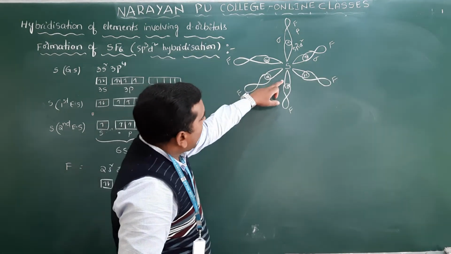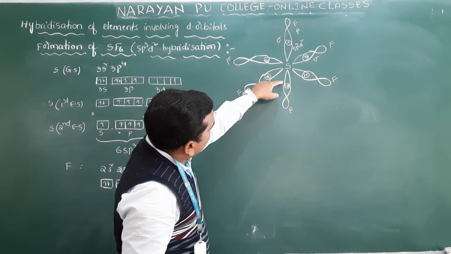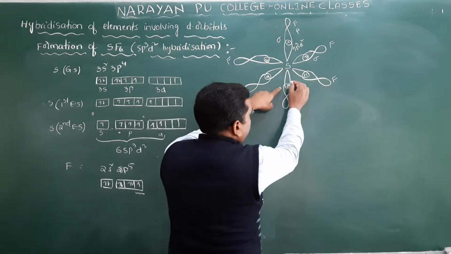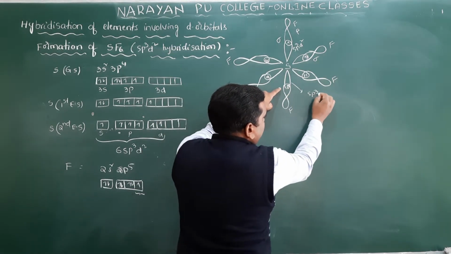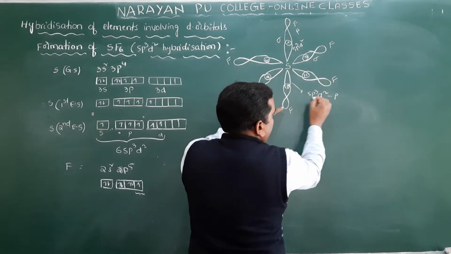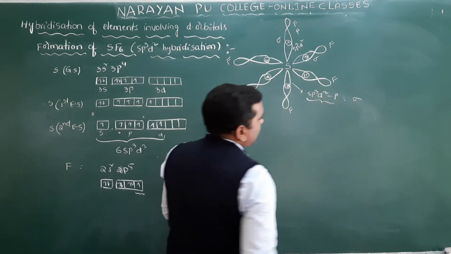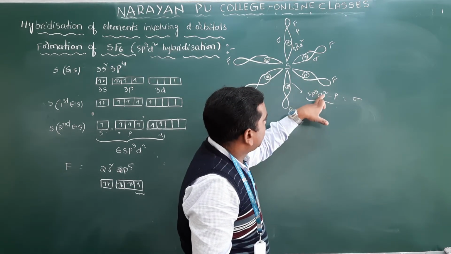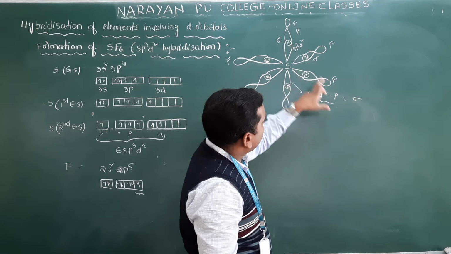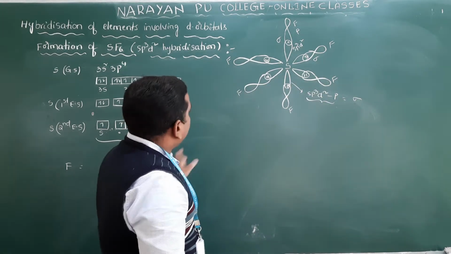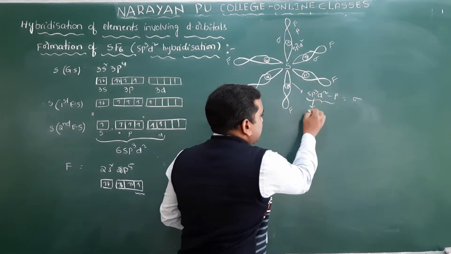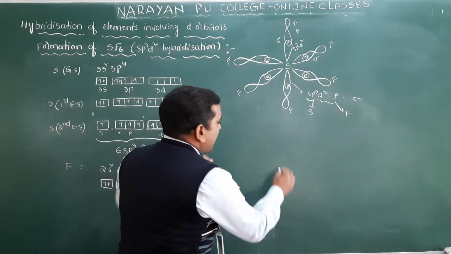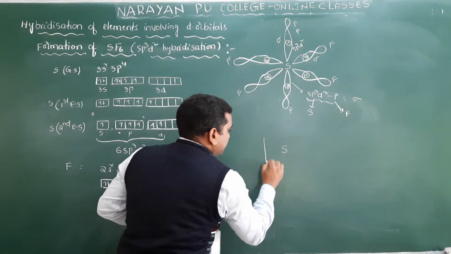Sometimes they will ask: which orbitals are involved in the formation of the S and F sigma bond? What do we have to write? This is sp3d2 and this is the p orbital. This overlapping gives you 1 sigma bond. So like this, all sigma bonds are formed by the overlapping of sp3d2 orbital of sulfur and p orbital of fluorine. Which one belongs to sulfur? Which belongs to fluorine? Clear?